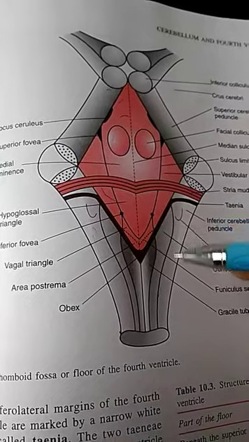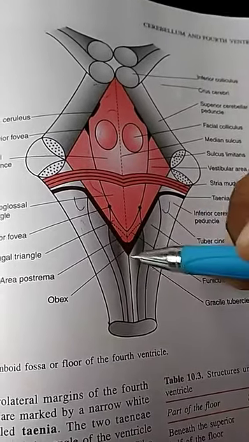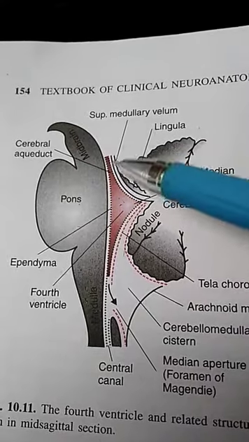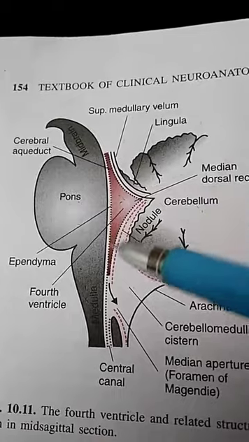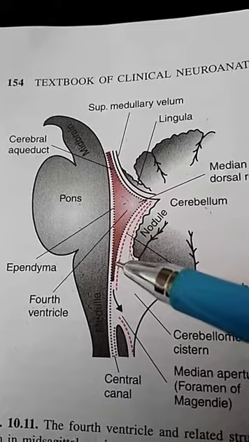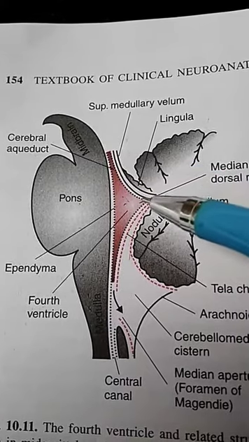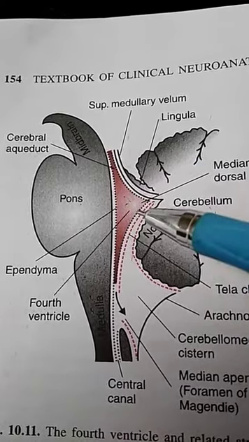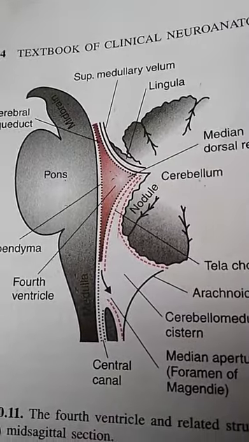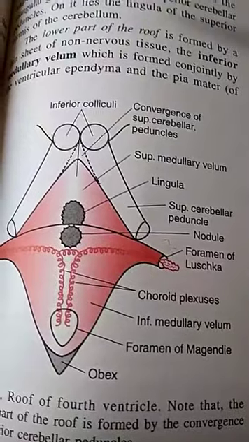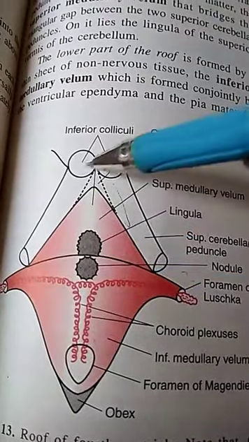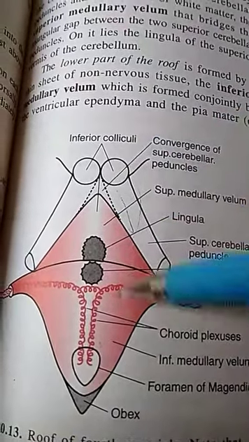gracile and cuneate tubercles. The roof or posterior wall of the fourth ventricle is tent shaped, having upper and lower sloping surfaces and an apex. The apex projects posteriorly into the cerebellum. So here is the roof of the fourth ventricle. This one is the upper part and this one is the lower part.